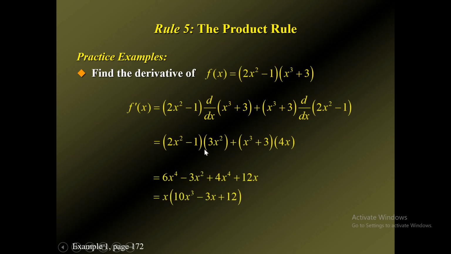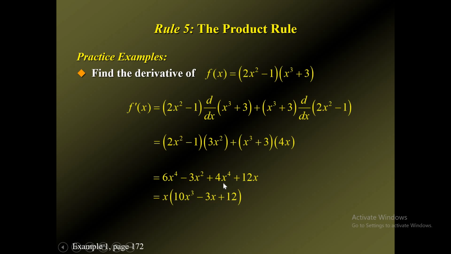Now let's remove the brackets using the distribution operation. 3x squared multiplied by 2x squared is 6x power 4. 3x squared multiplied by negative 1 is negative 3x squared, plus 4x multiplied by x power 3 is 4x power 4. 4x multiplied by 3 is 12x. Do you have like terms? Yes. First term 6x power 4 and 4x power 4.